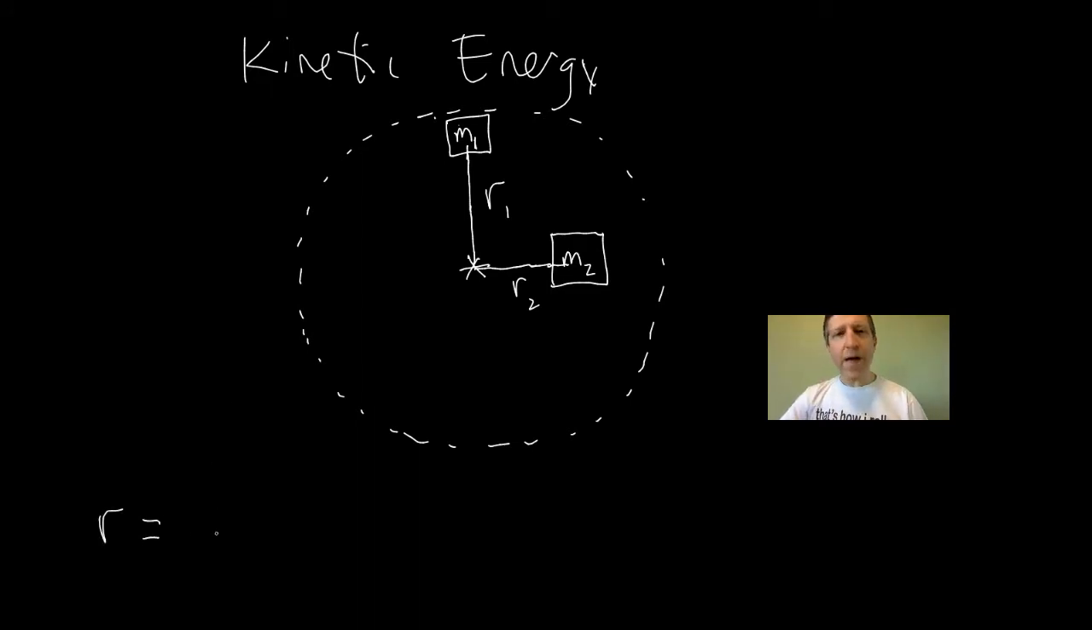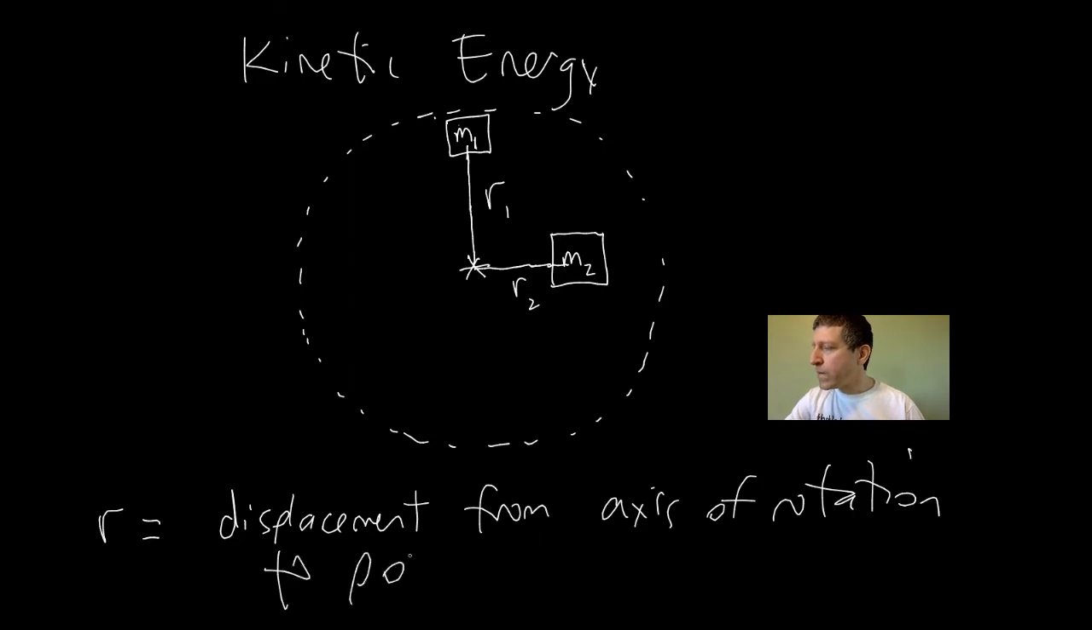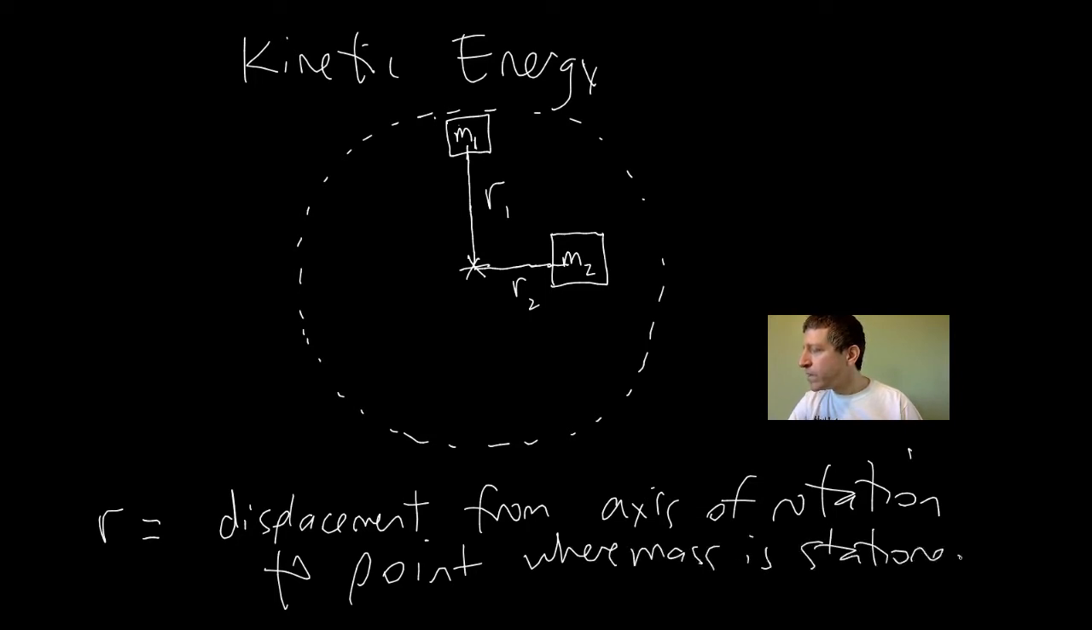I made a little rhyme for this to help you remember it: R is the displacement from the axis of rotation to the point where the mass is stationed. This is really important because this is the definition of R for moments of inertia and for angular momentum. So here's the axis of rotation, here's the point where the mass is stationed, that's R2. Here's the axis of rotation, here's the point where the mass is stationed, R1.